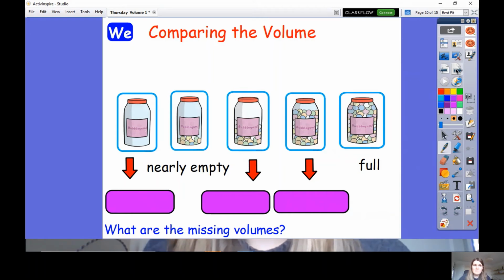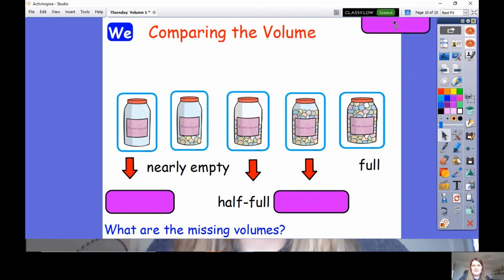Okay, this time we're missing some more volumes. Oh dear. So we've got nearly empty here and we've got full, but we're missing three different volumes. What are the three volumes we're missing? Put me on pause and tell the screen what volumes we are missing. Okay, what volumes were we missing? Half full. Which one of these is half full? Tell me when to stop. You didn't tell me to stop. Try again. Stop. Why is this one half full? Because it reaches the halfway mark. Well done. It is half full.